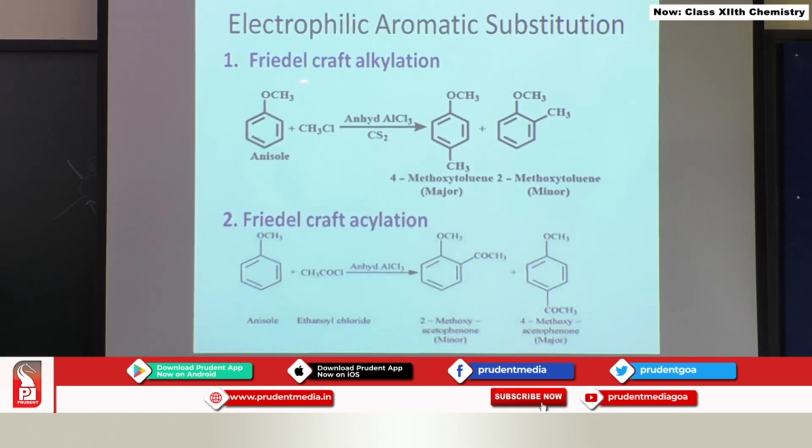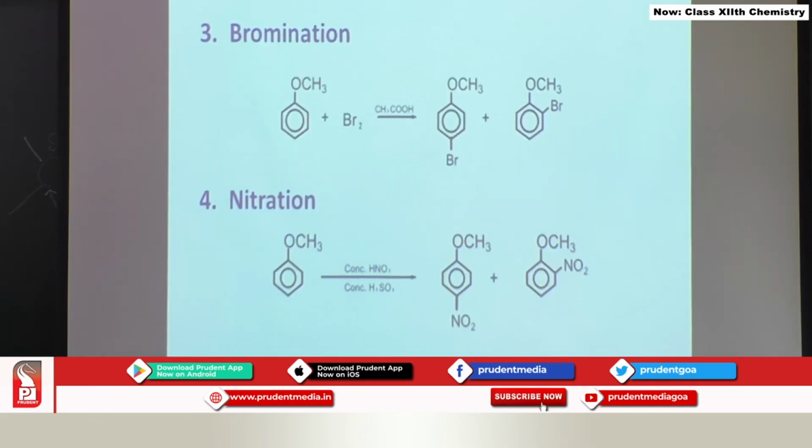So, you see here this is an example of Friedel-Crafts alkylation, we know the reaction conditions. The methyl group gets added at the para and ortho positions, para being the major product. In Friedel-Crafts acylation, the acyl group is going to get added at the ortho and para positions, para being the major product. Bromination is carried out, again we are going to get para product and ortho product, as well as nitration. We know these reaction conditions, we have studied them in the past. So, we are going to get para-nitro and ortho-nitro anisoles in this case.